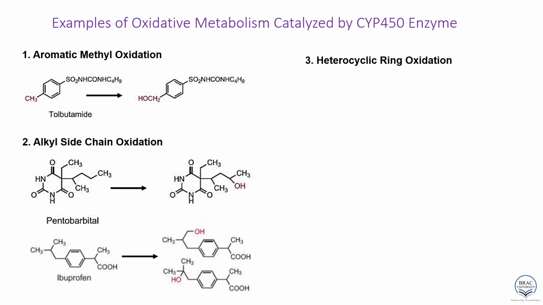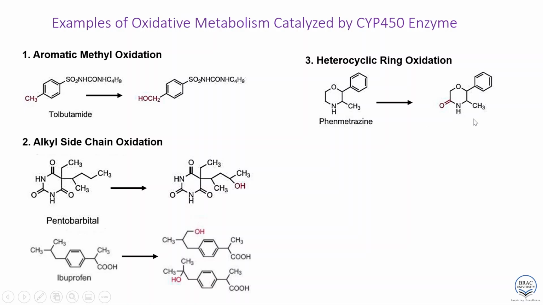Another example of this enzyme system is heterocyclic ring oxidation. The drug is phenmetrazine, which consists of an aromatic ring and a heterocyclic ring. This heterocyclic ring is oxidized. This carbon of the heterocyclic ring is oxidized with oxygen, you can see. So this example is heterocyclic ring oxidation.